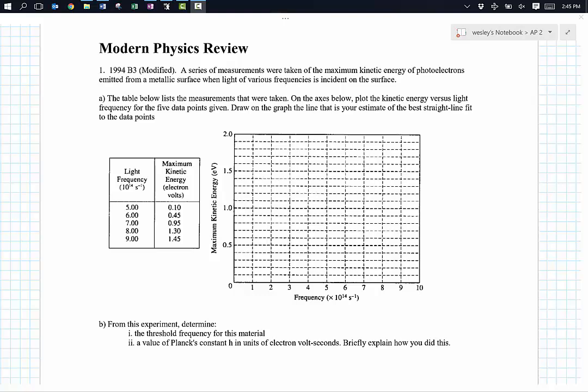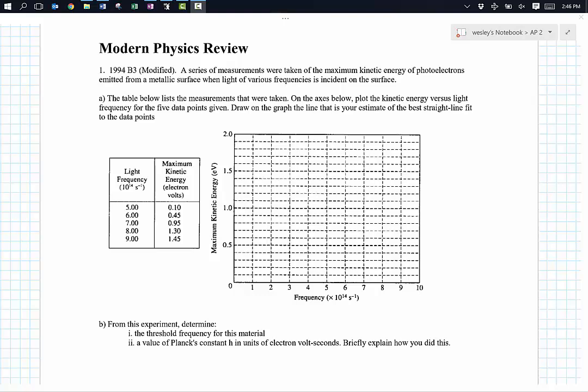All right, this is our review for the modern physics exam. So you've had this and you have a paper copy. I'm just going through and kind of talking about what we're going to have. The table below has measurements for the maximum kinetic energy of photoelectrons emitted from a metallic surface with different frequencies of light. So we're going to shine light on a metallic surface and we're going to tune the frequency.